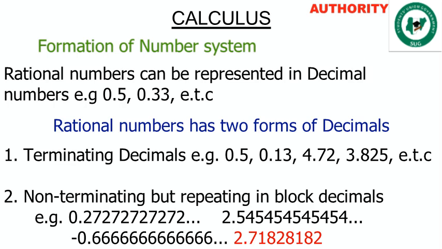Now let me show you. Sometimes you may have a number like this, let's say 2.7182. You get it?